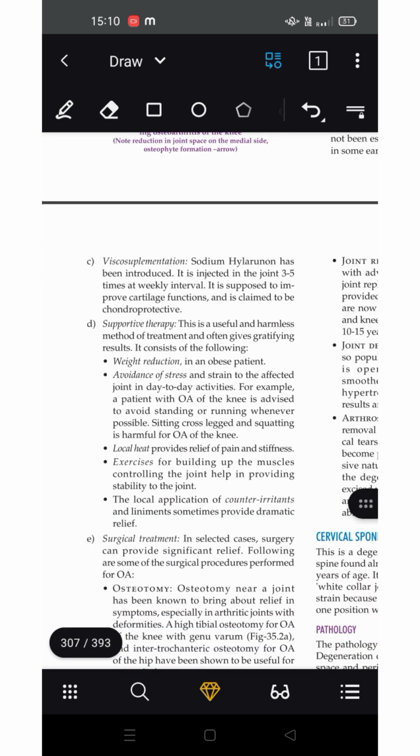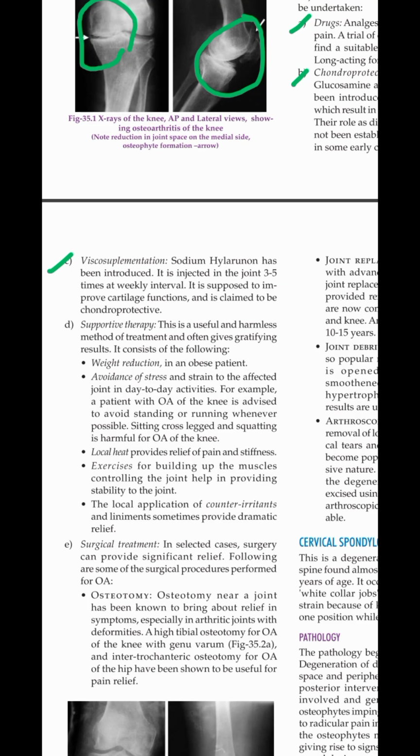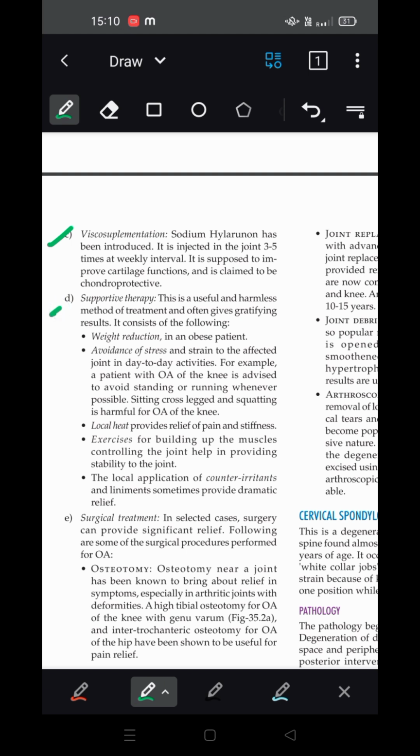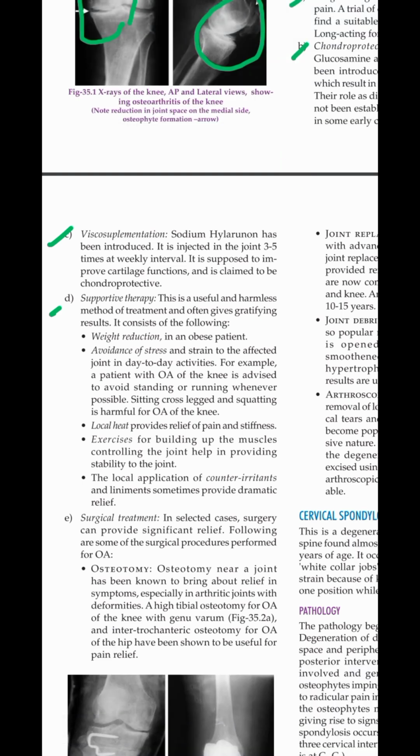Moving towards the third one, there is viscosupplementation. Sodium hyaluronate has been introduced. It is injected into the joint 3 to 5 times at weekly intervals, and is supposed to improve cartilage function. Moving towards the fourth point, supportive therapy. This is a useful and harmless method of treatment and often gives gratifying results. It includes weight reduction, avoidance of stress, local heat, exercises, and the local application of counter irritants.